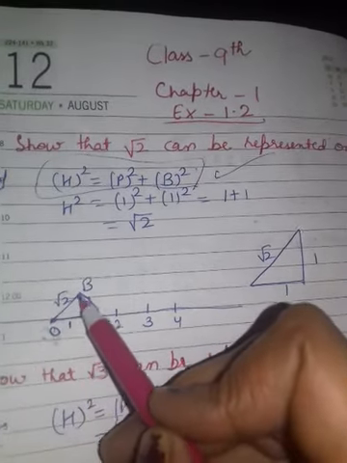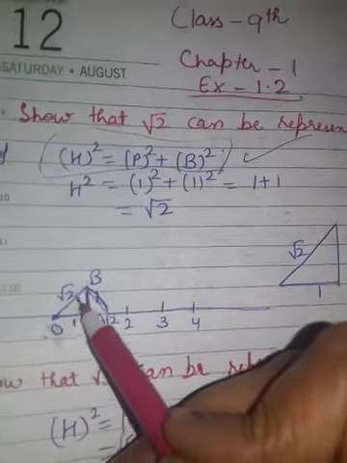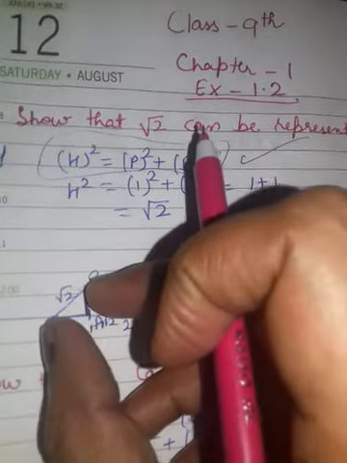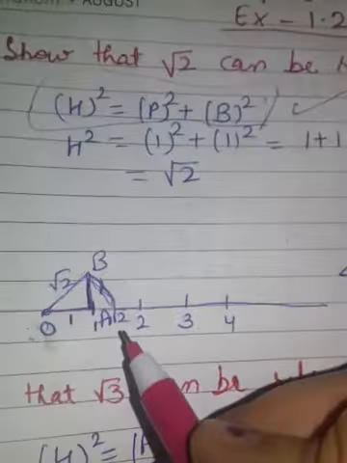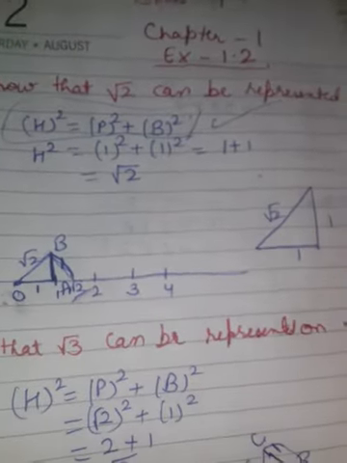Why? Because this is working as a radius. You have opened your compass to this length. In this manner you will get root 2 on a number line.